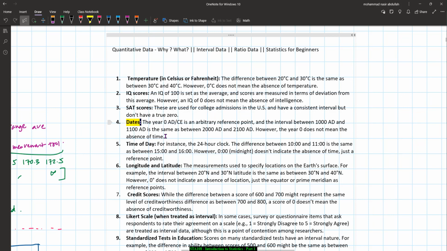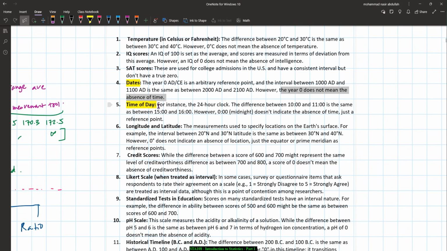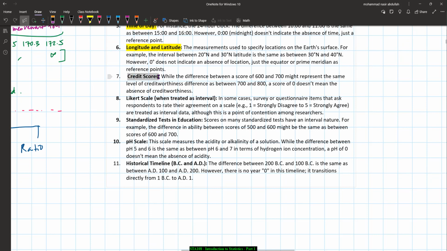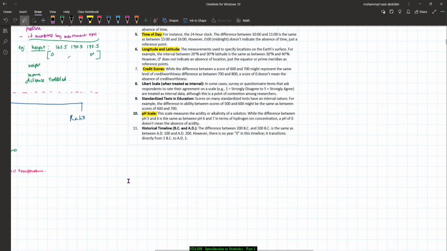Dates are also classified as interval. Time of day, interval. Why is date interval? Year 0 doesn't mean there is absence of time. Midnight 00:00 doesn't indicate absence of time, it's just a reference point. Longitude and latitude are also interval scale. Credit score is also interval scale; 0 doesn't mean absence of credit worthiness. The pH scale also lies under interval; 0 doesn't mean absence of acidity. Anything regarding time and dates also lies under interval scale. So these are examples. Okay.